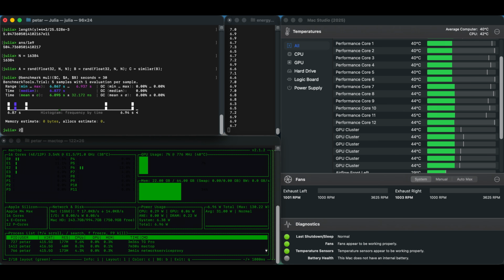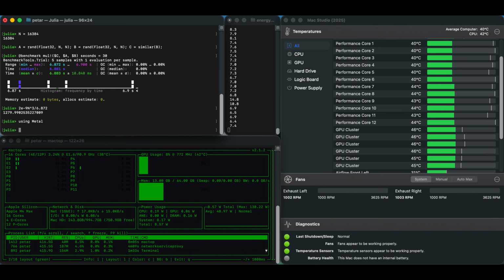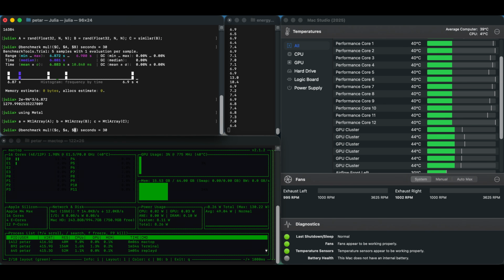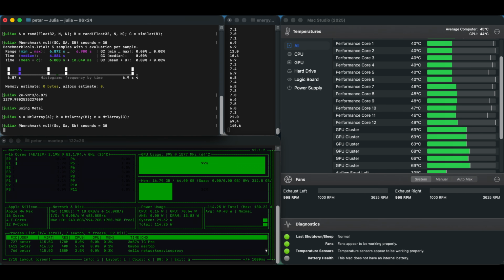To convert the measured runtime into flops, we use the formula 2 times n to the power of 3, which is the total number of floating point operations in a matrix multiply. Dividing by time gives us about 1.28 teraflops on the CPU. To run on the GPU, we convert the matrices again into Metal arrays. And we run the same mul! routine, but this time it will dispatch the computation to the GPU.